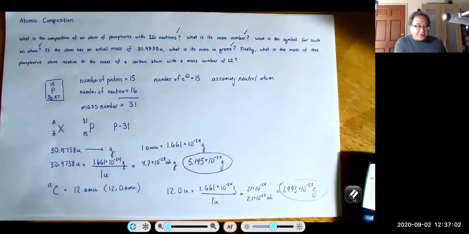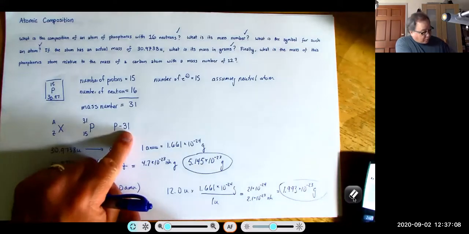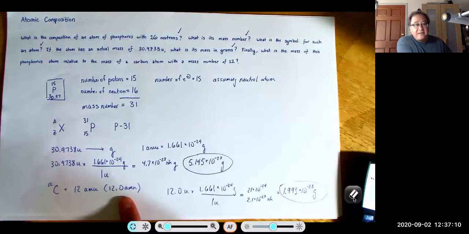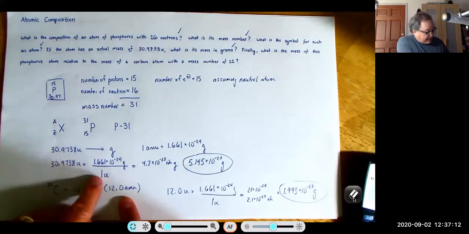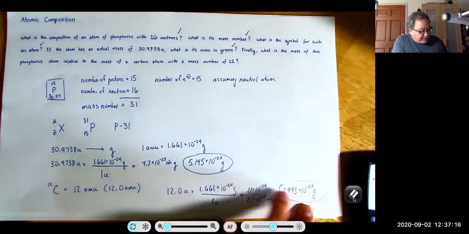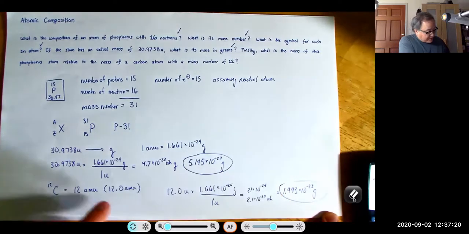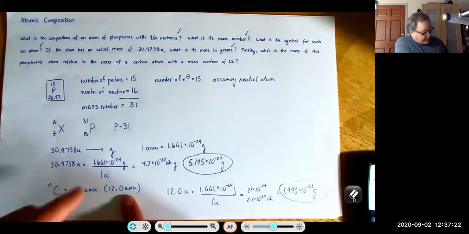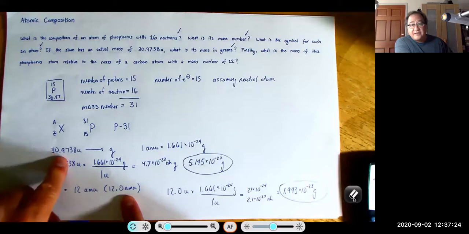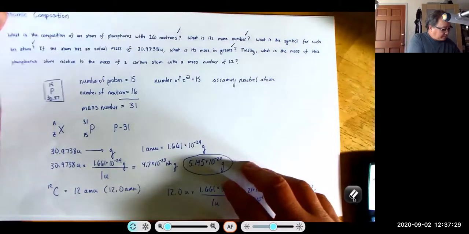So we could answer this two ways. The mass is 12 AMU relative to 31 AMU, or 30.9738. Or we could say that these are the relative masses. Now, these aren't really relative because we're using grams. These are relative because we're using these relative units, 12 AMU and 30.9738 AMU. Okay, so there we go.